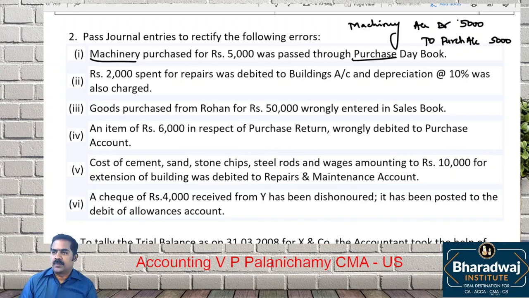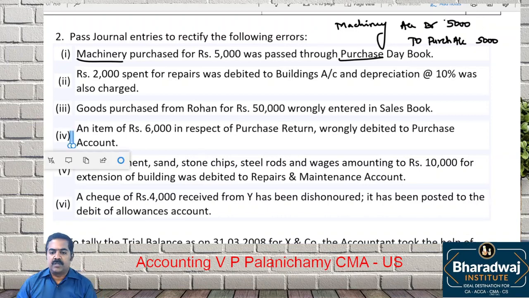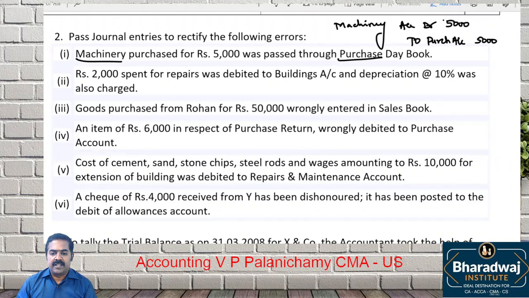What is the next one? Rupees 10,000 spent for repairs debited to which account? Building account, and depreciation, how much was charged? 10% was also charged. There are two errors here. One is repairs debited to building account. Second is depreciation 10% charge. So how to rectify this?